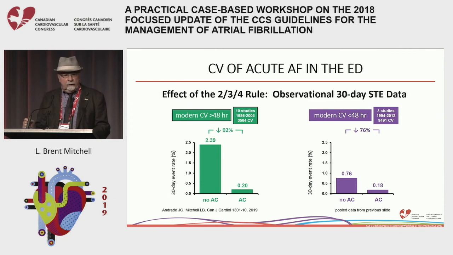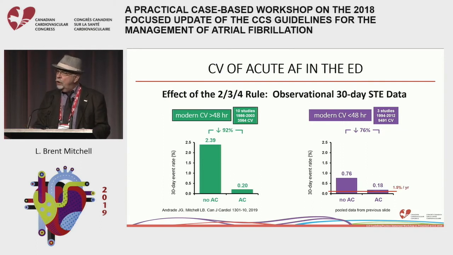The green bit on this slide you've already seen. That's the modern data of chronic atrial fibrillation cardioversion. The purple is just a summed average of the previous slides' 3 studies. And you can see that, yes, indeed, patients with short duration atrial fibrillation do appear to be at lower risk than patients with longer duration. But that risk is still pretty high and is still substantially reduced by anticoagulation.